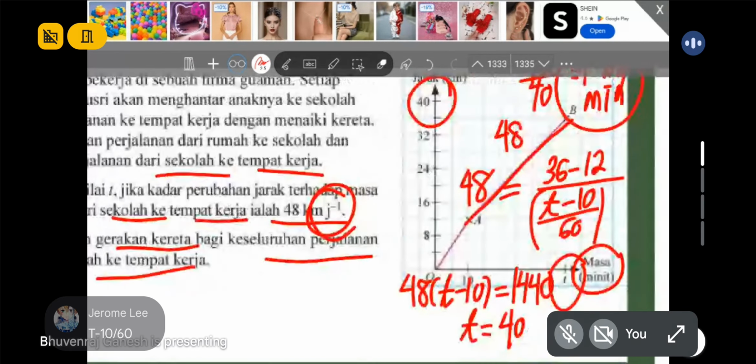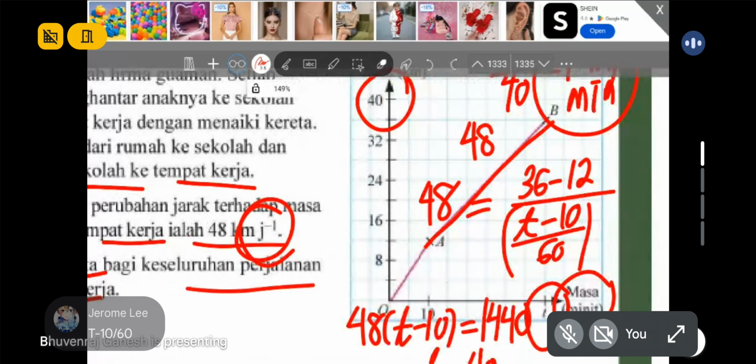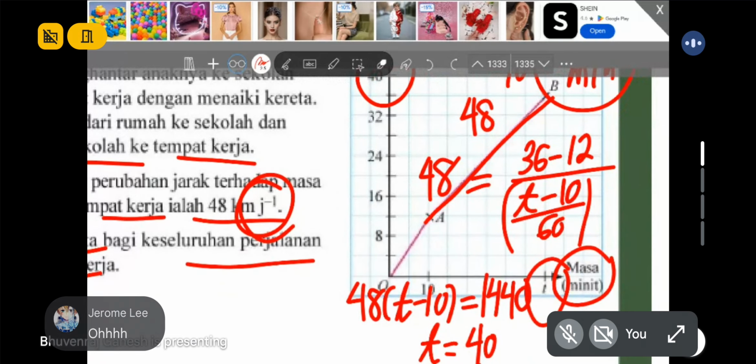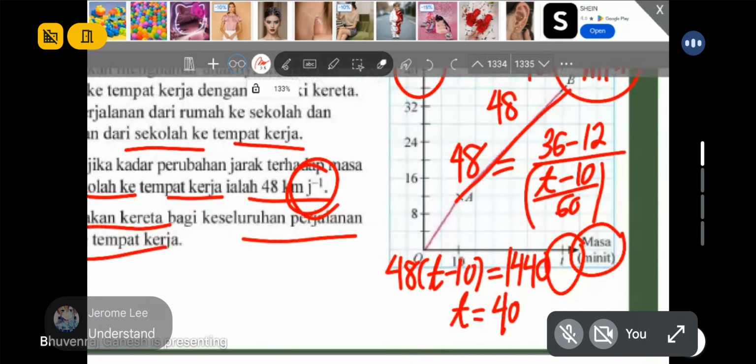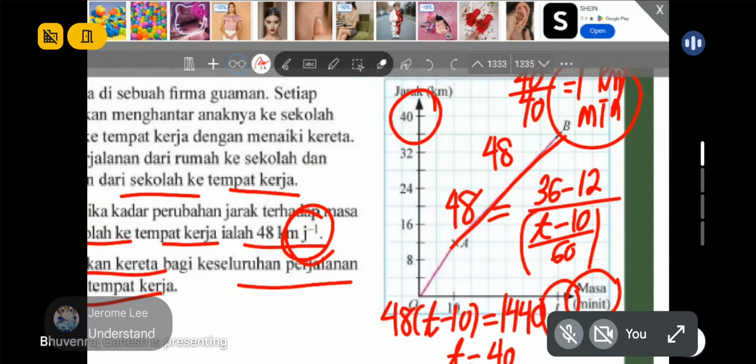I divide by 60 lah guys. Minute to hour. Understand? T minus 10 over 60. Okay, so that's why I get T is 40. Paham? Can? Hey, sorry, this one I made a mistake, guys.